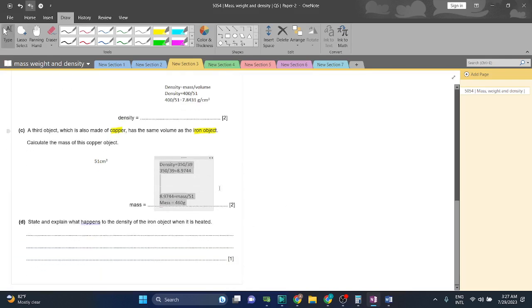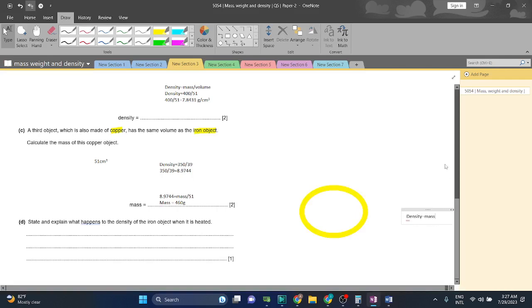As simple as that. State and explain what happens to the density of the iron object when it is heated. When it is heated, it will be subjected to thermal expansion, and when thermal expansion happens, the volume increases, and when the volume increases, then the density reduces. Density is equal to mass divided by volume. ठीक है ना? So the more the mass, the less the density would be. The more the volume, the less the density there will be.